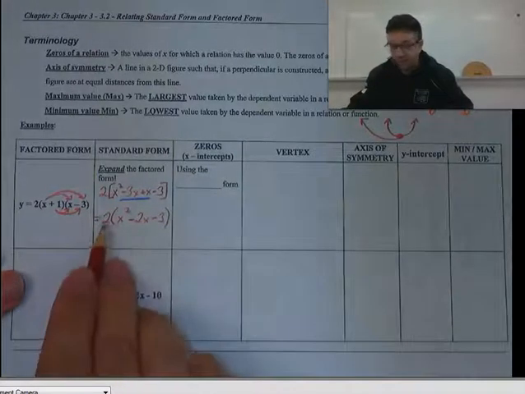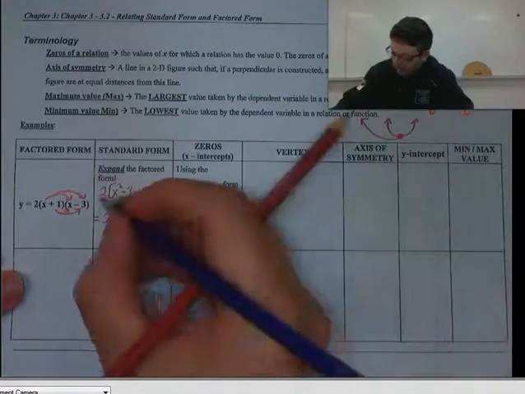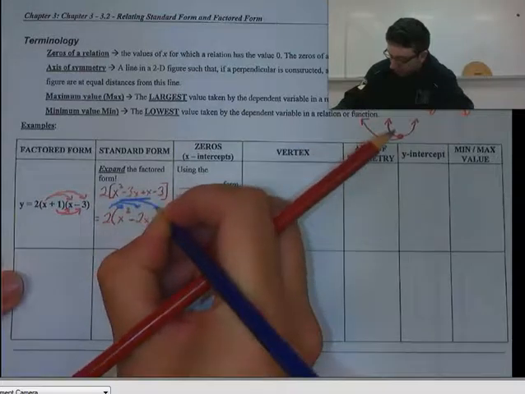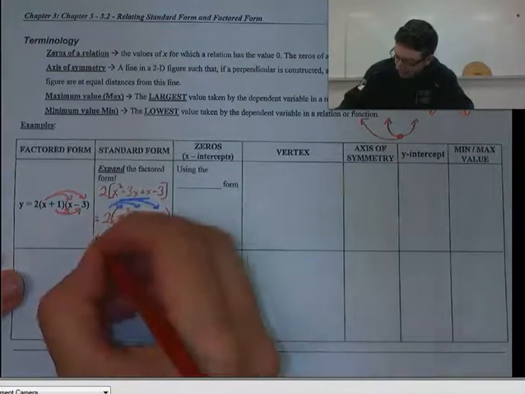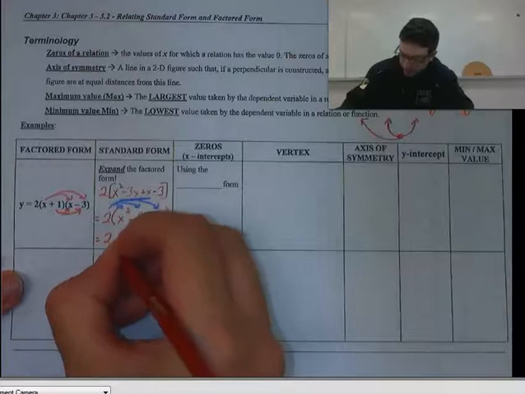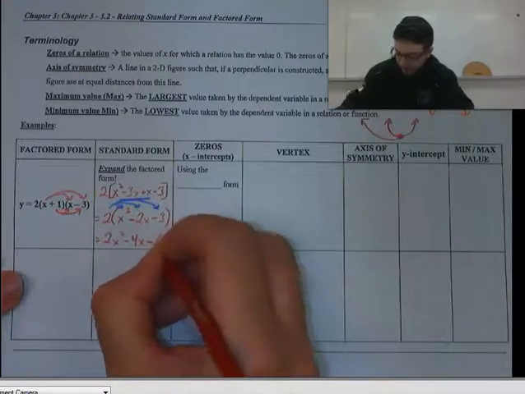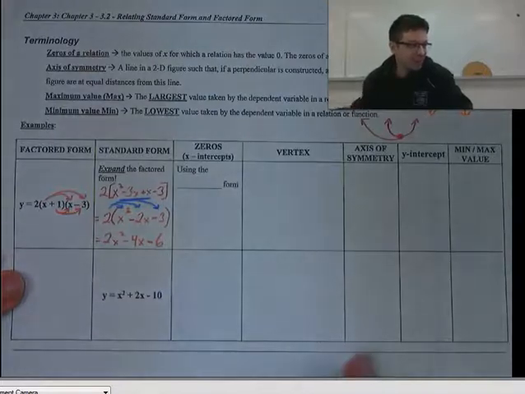Now we can actually do something with that 2. We're going to distribute that 2 into every term in the bracket to give us 2x squared minus 4x minus 6. So that is what it looks like in standard form.